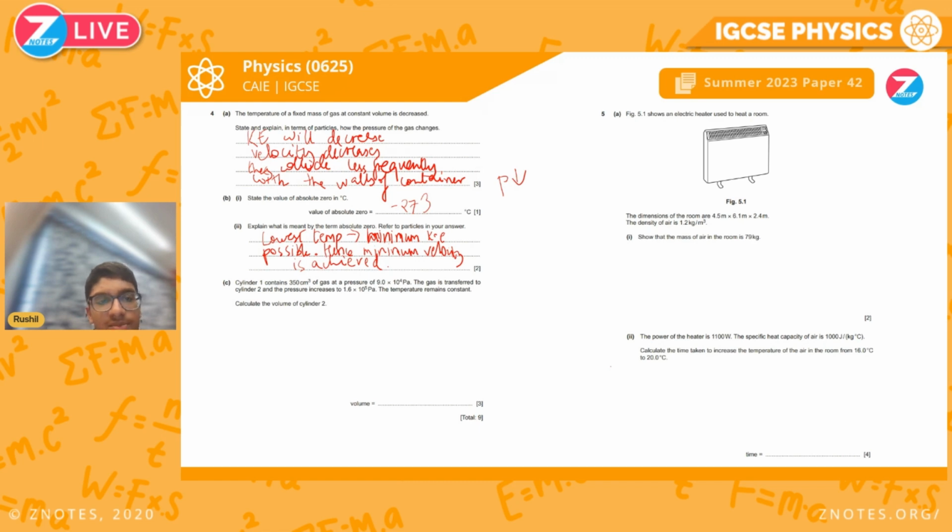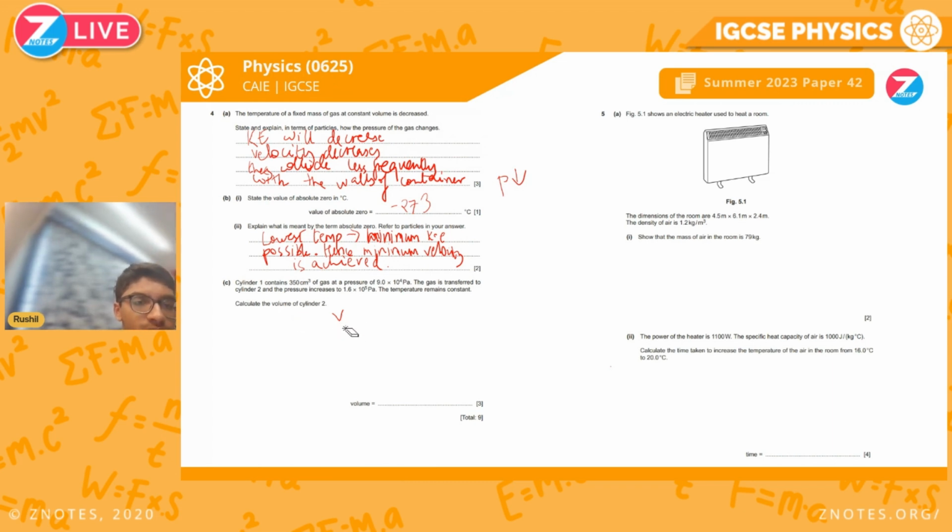Next question, she asks us that cylinder 1 contains 350 cm3 of gas at a pressure of 9 into 10 to the power 4. The gas is transferred to cylinder 2 and the pressure increases. The temperature remains constant. Calculate the volume of cylinder 2. So we know that PV, the quantity pressure into volume, is always constant. We also know that P1 V1 is equal to P2 V2. So for a fixed mass of gas, pressure into volume is always constant.